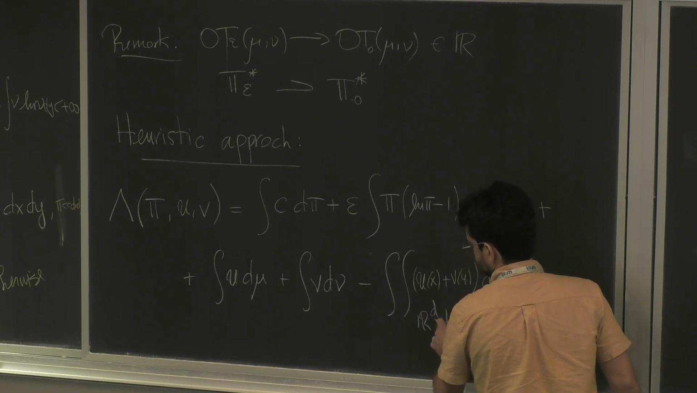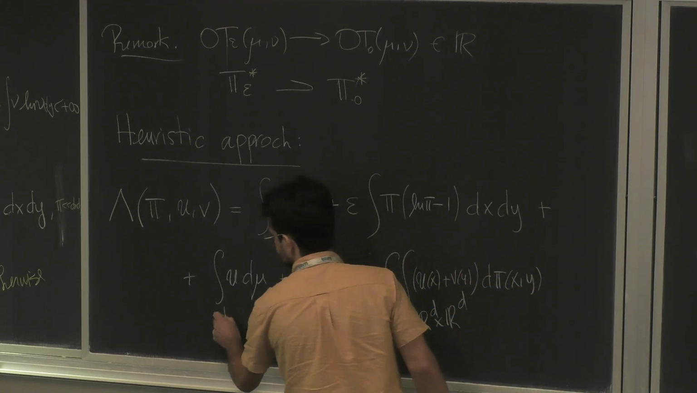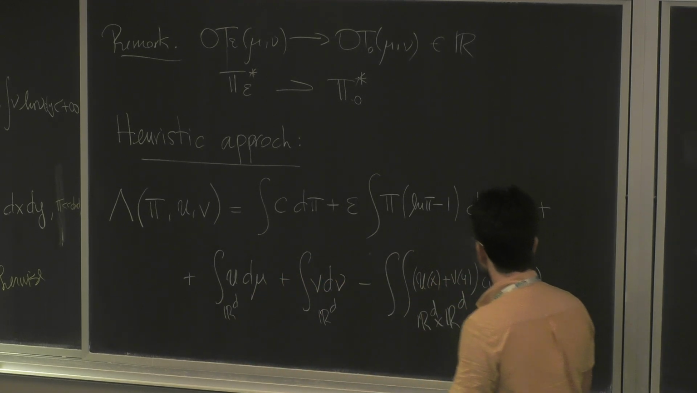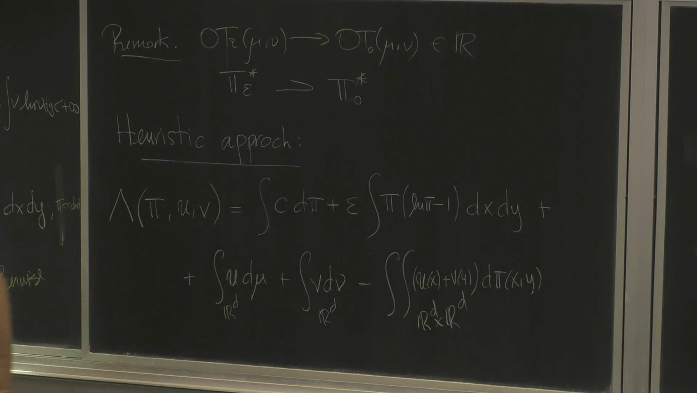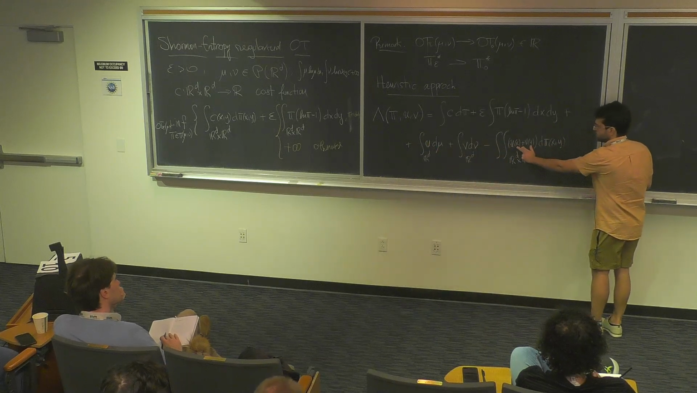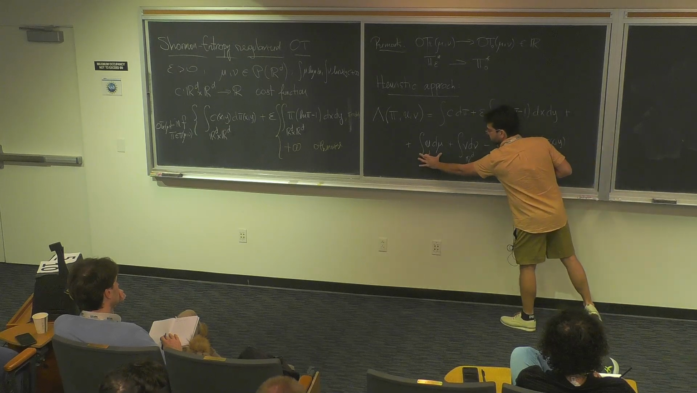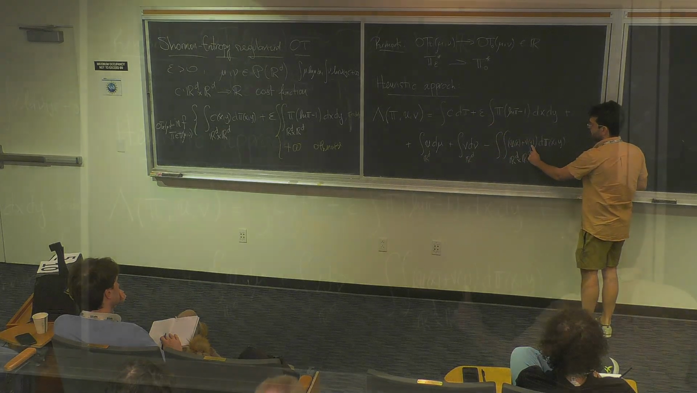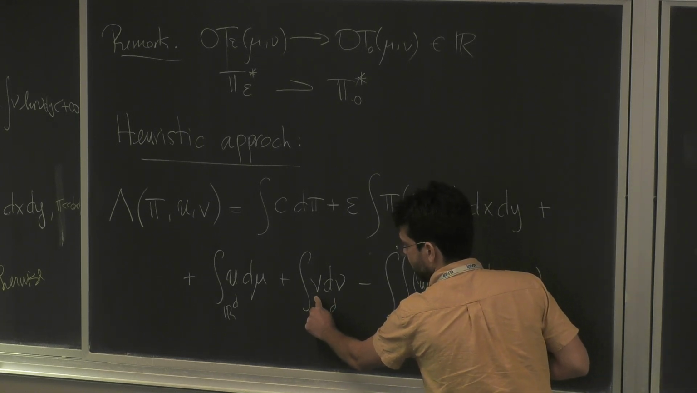So what I'm doing here, precisely, is this: if pi belongs to this set, this is precisely the definition of this set. Because if pi belongs to this set, u of x is just a function of x. So if I integrate this, it's going to give exactly this. V of y is a function of y. If I do this, I'm going to get v d nu.